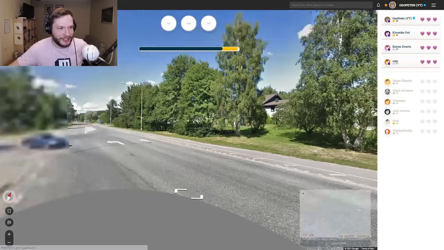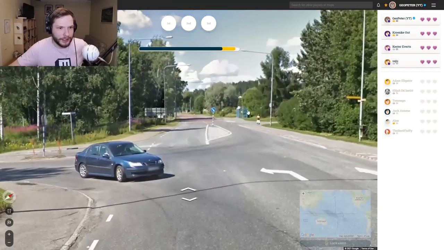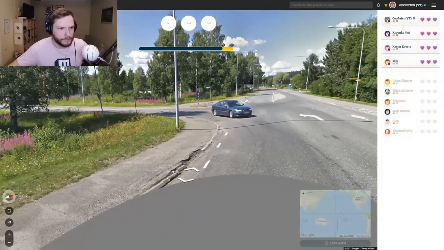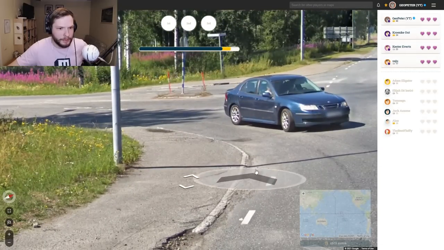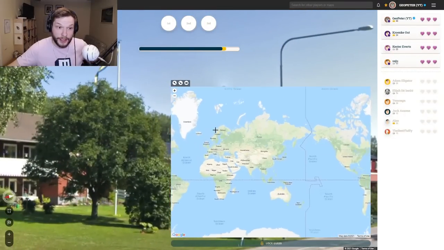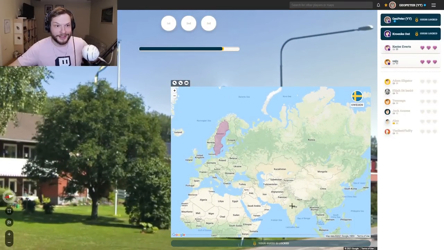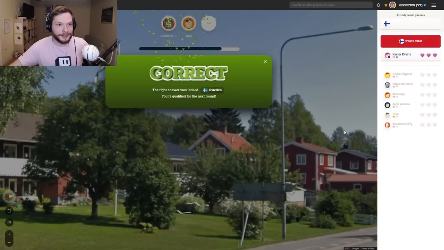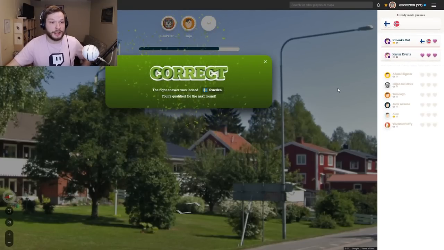Next round. Again, this feels so much like Europe. Feels like Sweden this time. These stripy poles, short dashes. Oh, Swedish flag, that helps as well. Oh, I guess they didn't notice the Swedish flag.